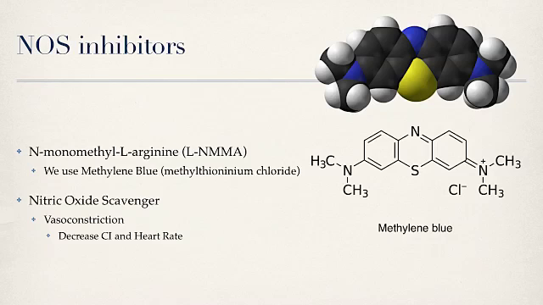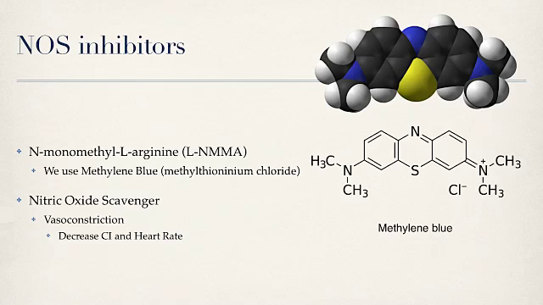Nitric oxide synthase inhibitors are a category of drugs that is being tried now, more experimental than not, although methylene blue is an analog of such drugs that are being tested. We use methylene blue, which is methylthioninium chloride, compared to the N-monomethyl L-arginine, which is the classic NOS inhibitor. There are also nitric oxide scavengers; methylene blue might work that way, where it deactivates nitric oxide released by the endothelium and smooth muscle of the blood vessels.